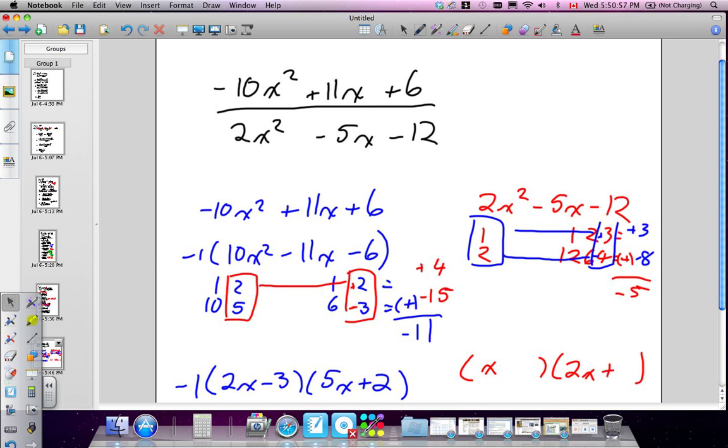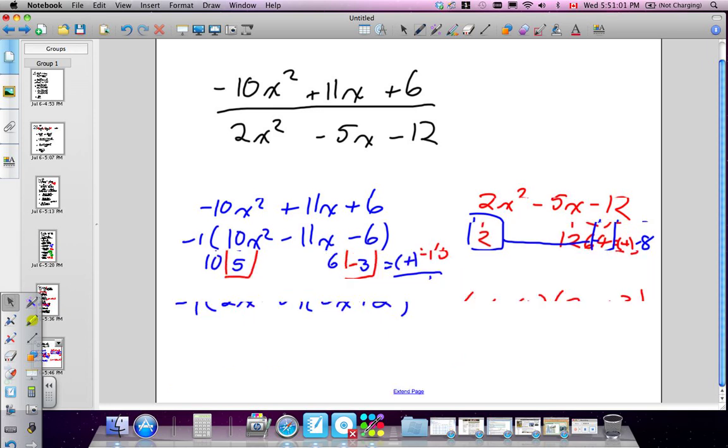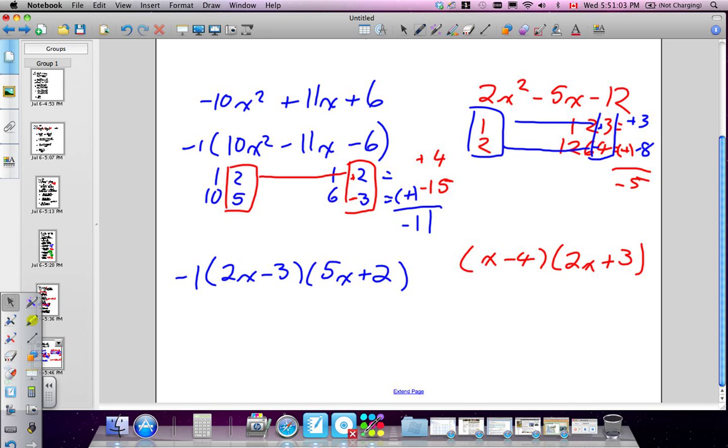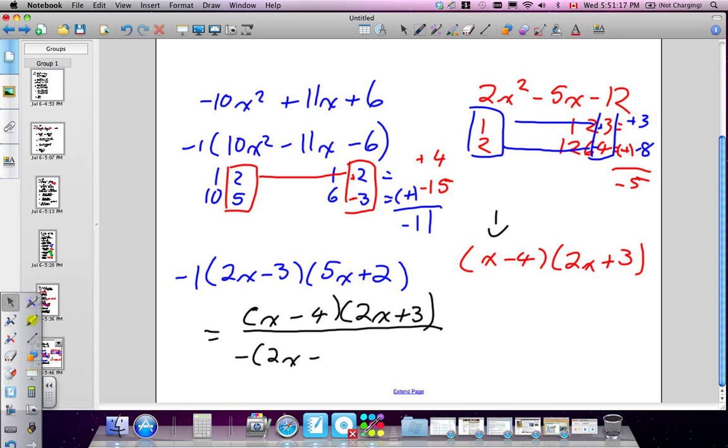So when we rewrite this all, that was the top and the bottom. This was our top. So the top of our equation says x minus 4, 2x plus 3, over negative 2x minus 3, 5x plus 2. Does that make sense?